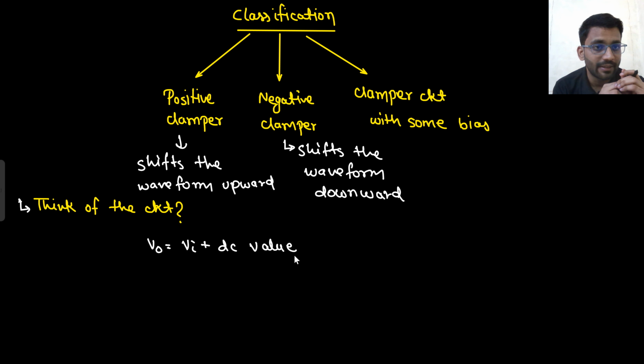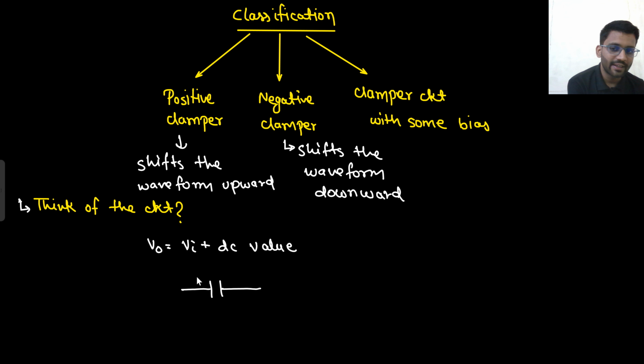Now what are the storing elements that you know? Inductor and capacitor. But which element stores the voltage? Capacitor. Inductor stores the current and capacitor stores the voltage. That means certainly I would be needing a capacitor. That's for sure. I would be needing a capacitor to store a DC value. I will have an input here and I need a capacitor to store a DC value.